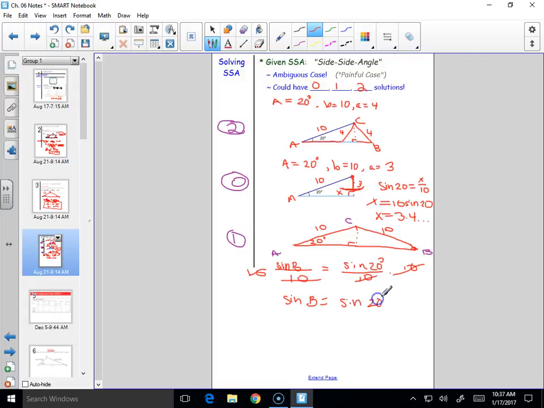Wait a minute. So who's B? 20. That's it? Two sides are the same. The sides are the same, so the angles have to be the same. I think that's geometry 2. He made us an isosceles triangle.